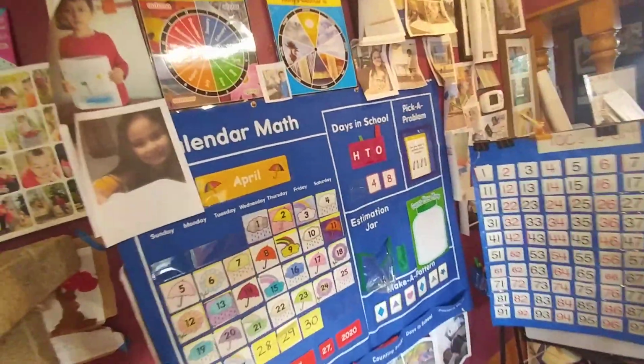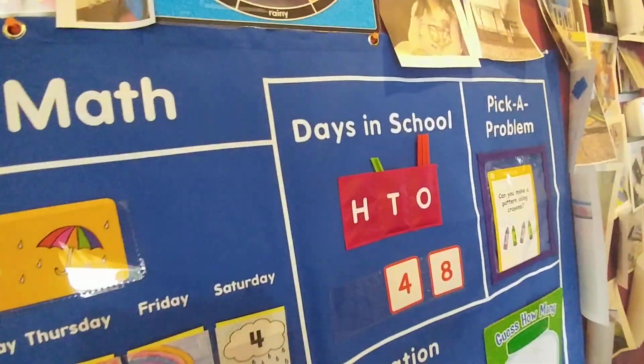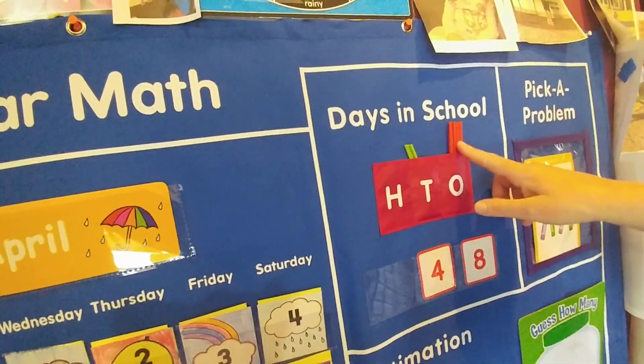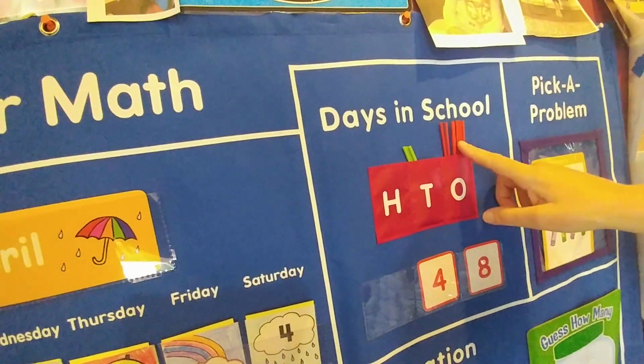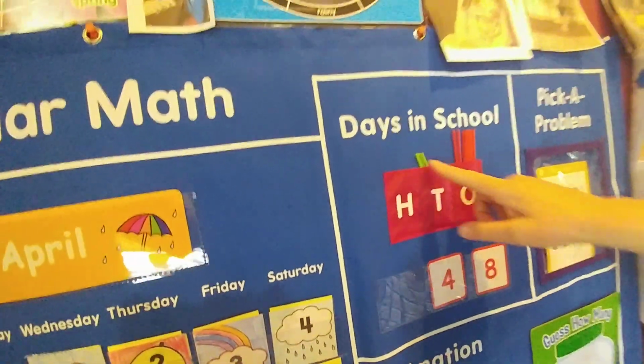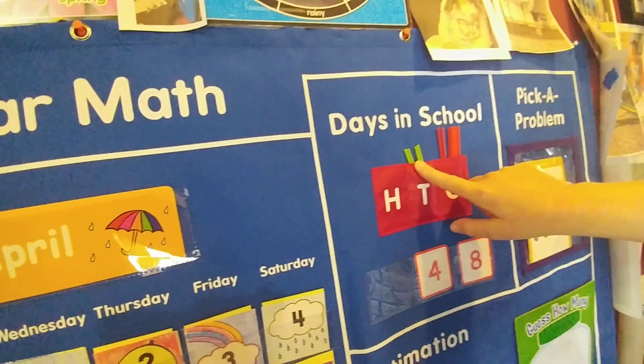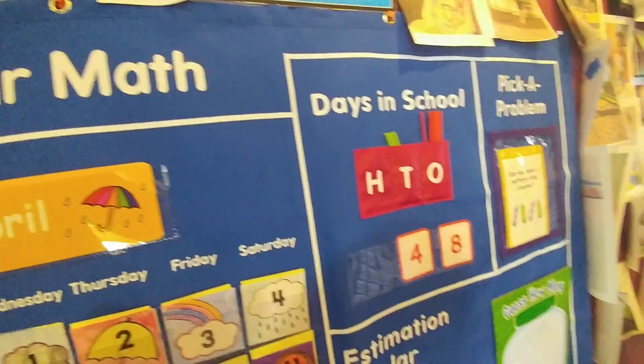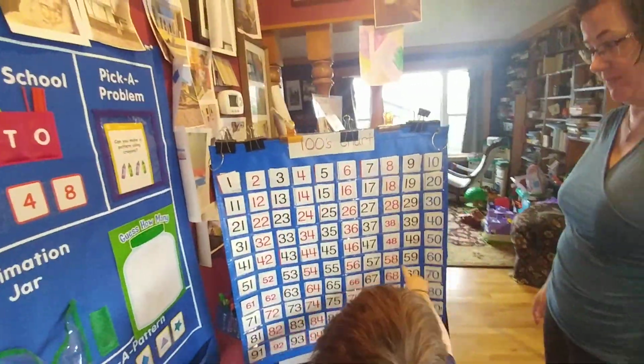How many days have we been at home? It is 48. 48 is how many ones? Eight. And how many groups of 10? Four. One, two, three, four. Where's 48 on our chart?